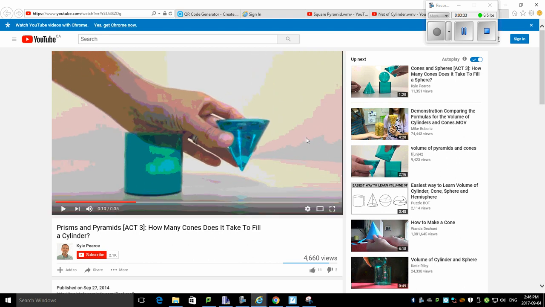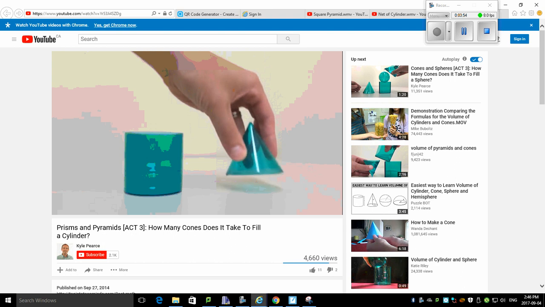So watch what happens. My question is, how many of these cones will it take to fill up the cylinder? So do you have a guess? He filled up this cone with water right now, and he's going to dump it into the cylinder there. My question is, how many of those cones will fill up that cylinder? Do you have a guess? Let's watch the video. Some people may say 2. Well, there's 1, and here he goes.